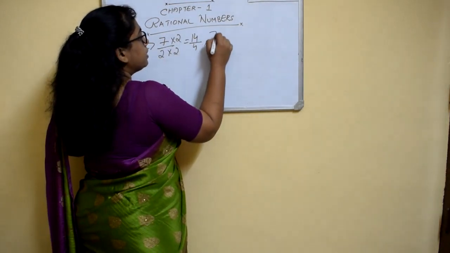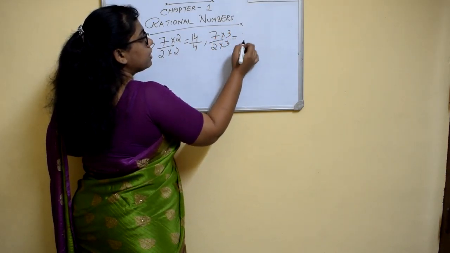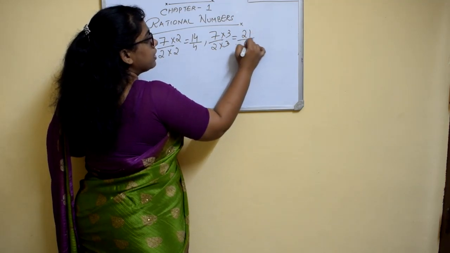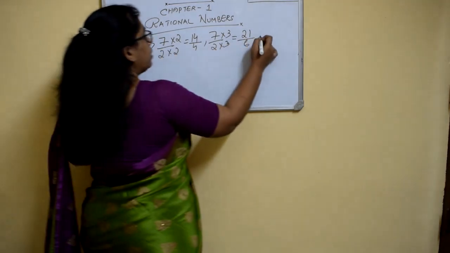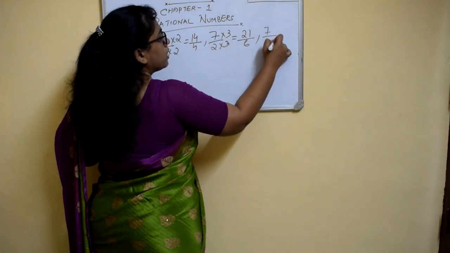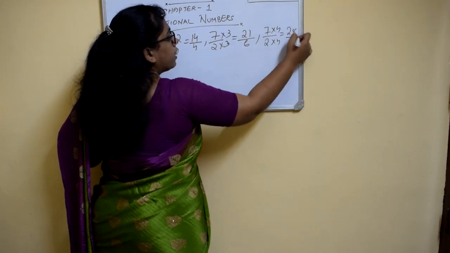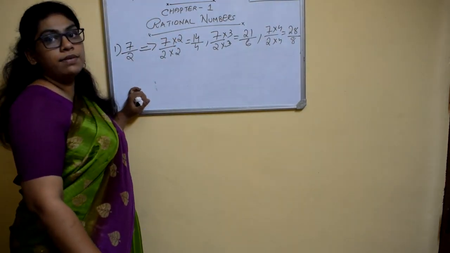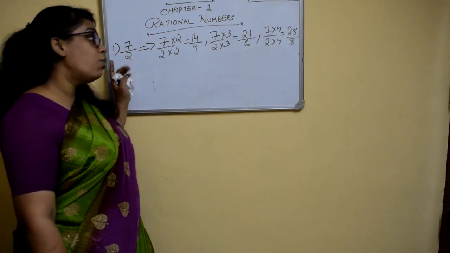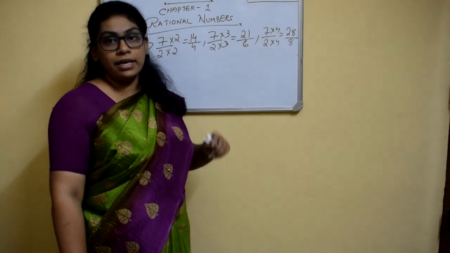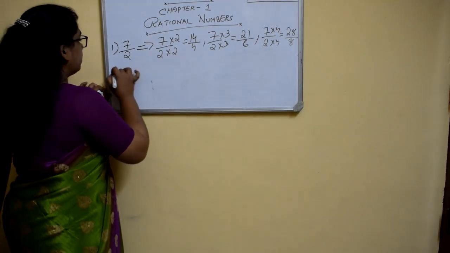Then again, multiplying the numerator and denominator of 7 by 2 by 3, we get 21 by 6. This 21 by 6 is also an equivalent form of 7 by 2. Then multiplying the numerator and denominator by 4, what will you get? 28 by 8. This is also an equivalent form of the given number 7 by 2. And infinitely many numbers we can write through multiplication. Then what about division? Next example, division.